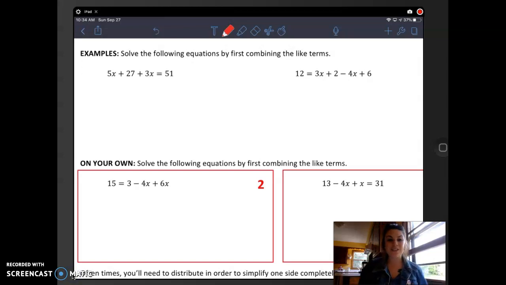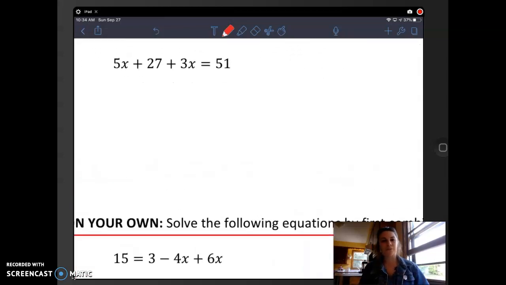All right, I hope you're feeling successful on that last example. Here's some more examples from me. So we have these examples here. This one's very similar to the one we just did. We have 2 groups of x's.